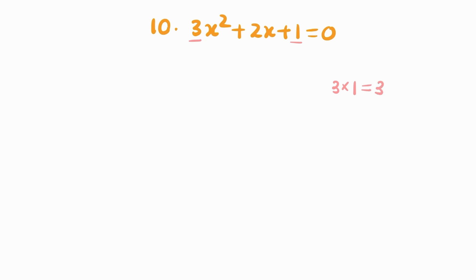Now we have to think of two numbers that would multiply to get 3 and would add up to get the b value, which is 2. But again, no matter how hard you try, you cannot get two factors that will satisfy both of these conditions. Two numbers that would add up to get 2 and would multiply to get 3. So instead of factorizing, we have to use completing the square method or the quadratic formula.